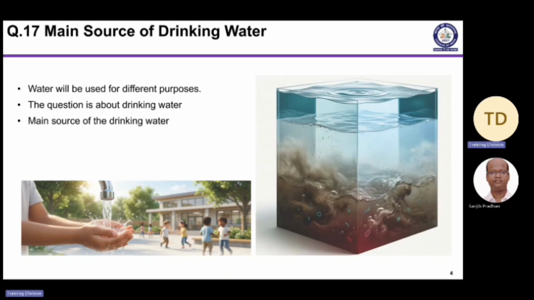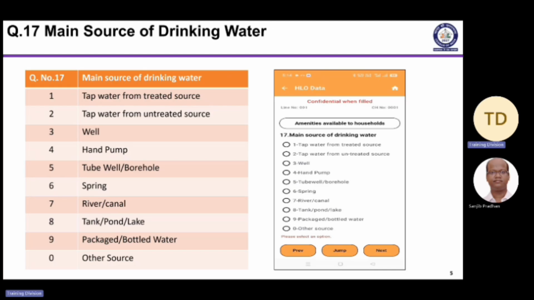Maybe in different seasons you will have different sources, or in all seasons you might have 1 or 2 sources. So our question is about the main source of drinking water. It is not about water in general, it is about drinking water, and about the main source. We have 10 codes, 1 to 9 and 0. For tap water, we have a bifurcation, then we have a well. Those who worked in 2011 know that we had a bifurcation for well also, covered and uncovered well. That is not there now. Then we have hand pump, tube well, borehole, spring, river canal, tank, pond, lake, packaged bottled water and other sources. Whichever cannot be included in those 9 codes, we will include in code 0. That is our last code.